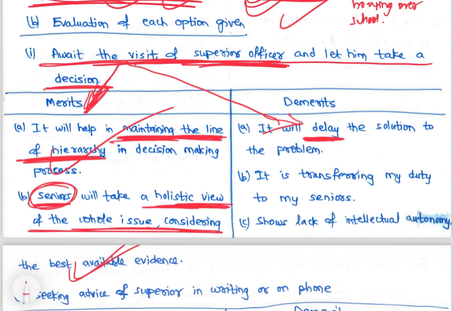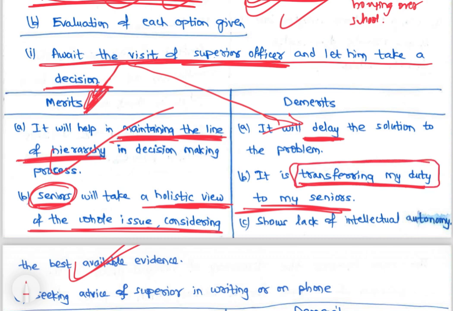Then it is transferring my duty to my seniors. Here you have the responsibility, you have power to take decisions, but you are not taking decisions. So that means you are not in a position to take decisions. You are indecisive. Your indecisiveness is showing, and you are transferring your responsibility to seniors, right? This is again a demerit. Then it shows lack of intellectual autonomy, because you are not able to take decisions for yourself or for the administration, for the betterment of people. So that shows lack of intellectual autonomy, that is ability to make decisions.